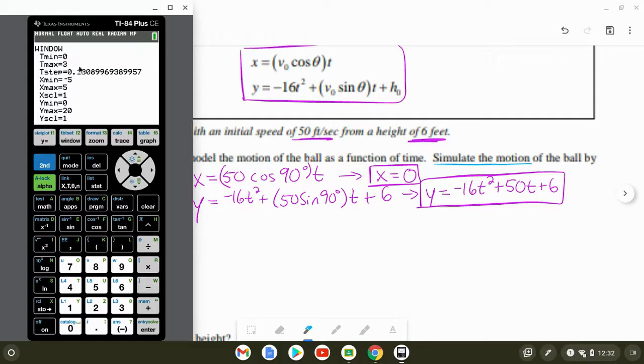3 seconds, okay? T-step is how many seconds is it taking for them to do each point. So if I say 1, they're only going to graph 3 points. They're going to graph 1 second, 2 seconds, 3 seconds, and it's going to go too quick. We want to see this ball in motion.